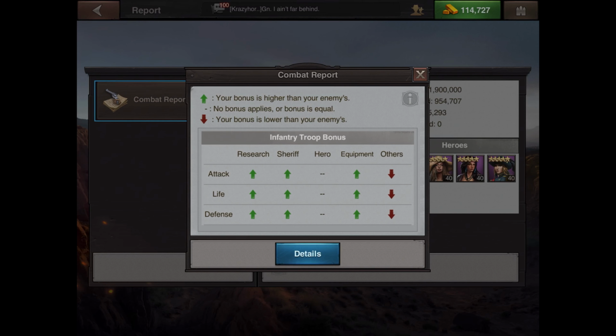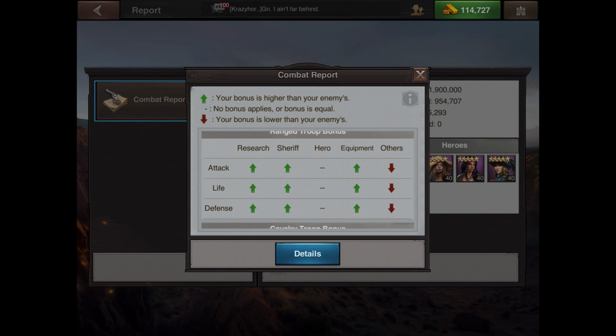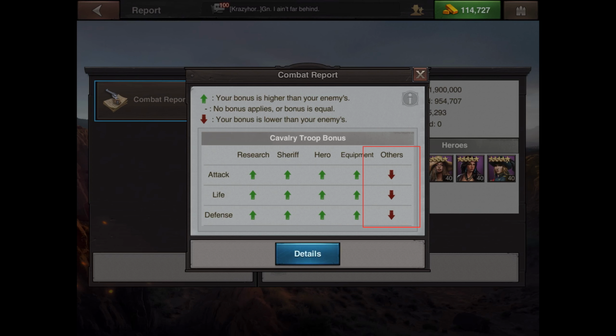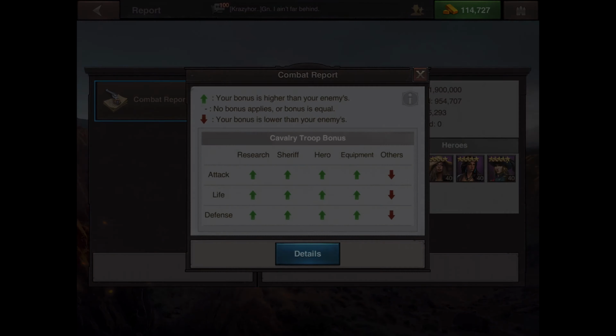And you can see that his infantry troop bonus was higher, but his heroes were not applicable because he didn't have any infantry heroes. Same with range. No range heroes were used. But then when we come to cavalry, all of his bonuses were higher. Now, the red under others is not applicable because that section of the report is specific to alliance bonuses and things you can get out of your alliance.